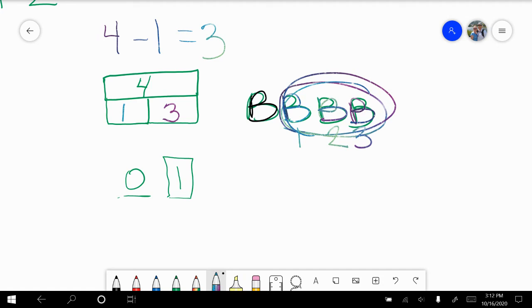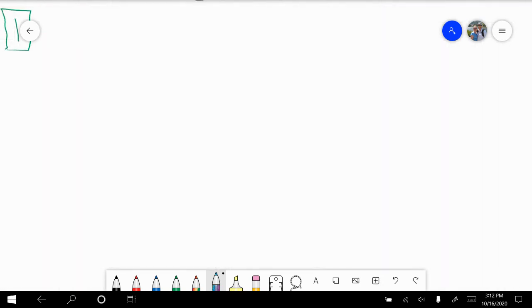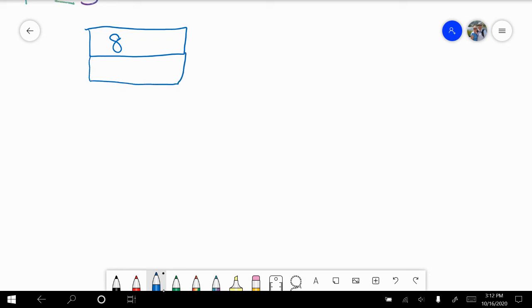One of your math problems today for practice is going to be a tricky one. I want you to think about that. I'll show you one way to do a tricky one. There are 8 flowers. 2 flowers are picked. Then 3 more flowers are picked. How many flowers are left in the garden?